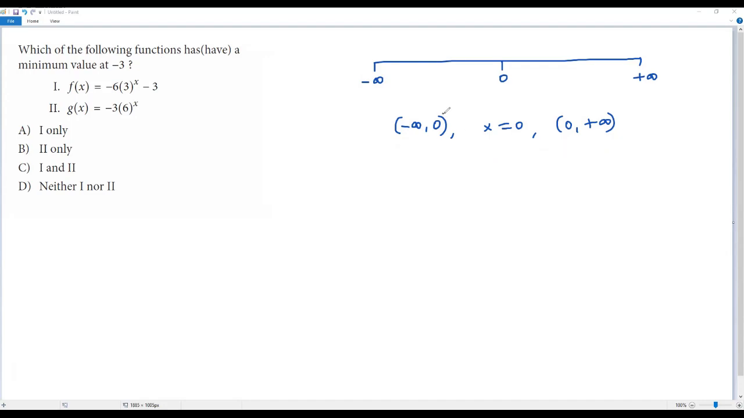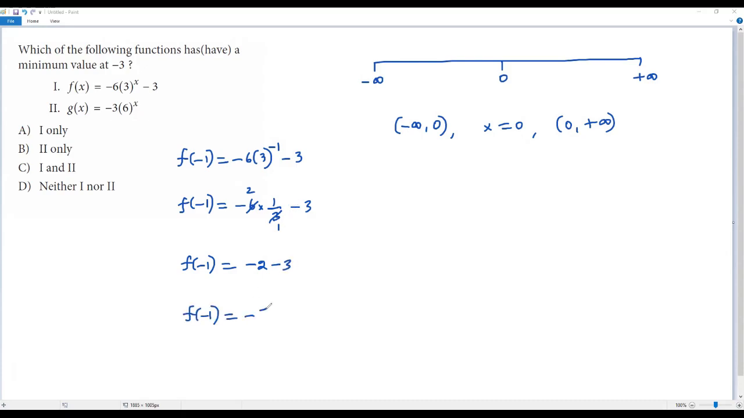Okay, now let me verify the function f of x with each of the three parts of the domain. Let me consider the first part, negative infinity comma 0. Choose a random value in this interval. Let's take -1 and plug in that value for x into the function f of x. Then we get f of -1 equals -6 times 3 to the power of -1, minus 3. F of -1 equals -6, and we can write 3 to the negative first power as 1 over 3, minus 3. Okay, 3 goes into 3 one times and 3 goes into 6 two times. We get f of -1 equals the simplification of this one is -2, and we can write this -3 as it is. Okay, f of -1 equals -5.